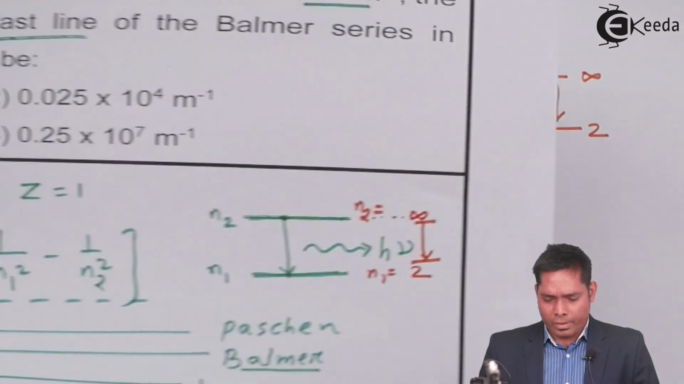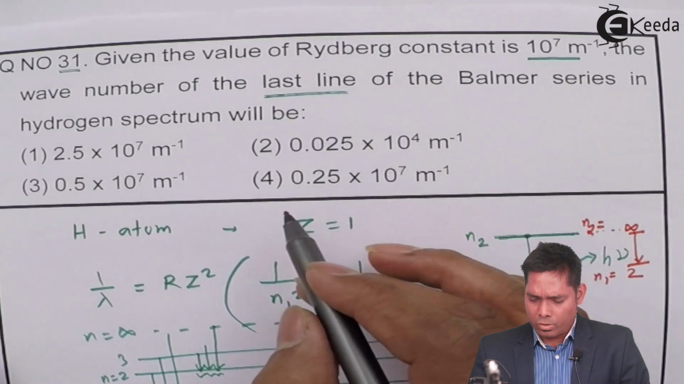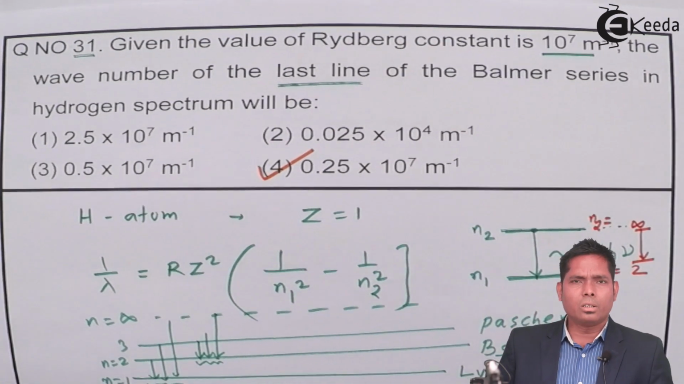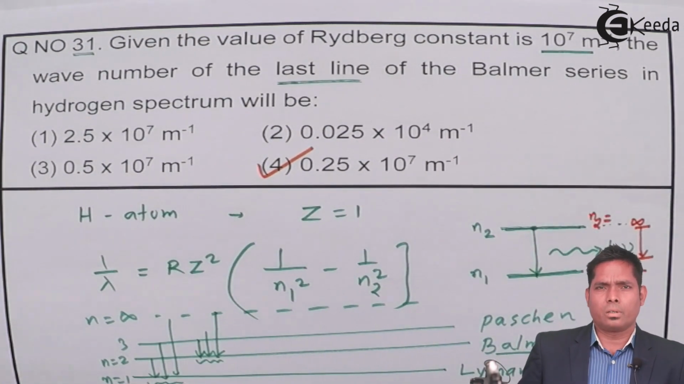Therefore, if I see the options, it is 0.25 into 10 to the power 7. The option number 4 is the correct answer to this question. Okay, thank you.